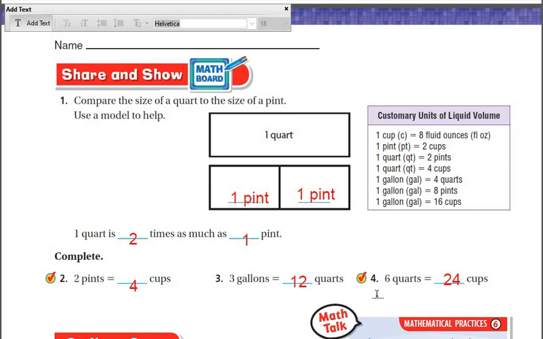Okay, number 4, we have 6 quarts equals how many cups? Let's search for quarts and cups. This one. 1 quart equals 4 cups. What about 6 quarts? We have to multiply 6 times 4, which is 24 cups.